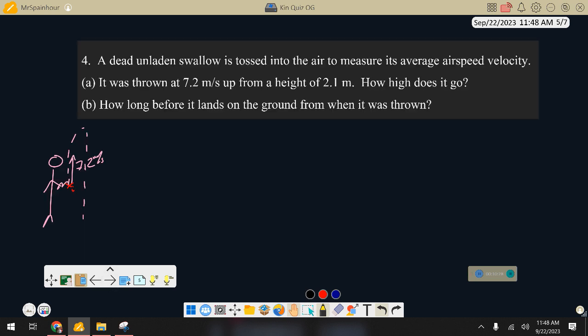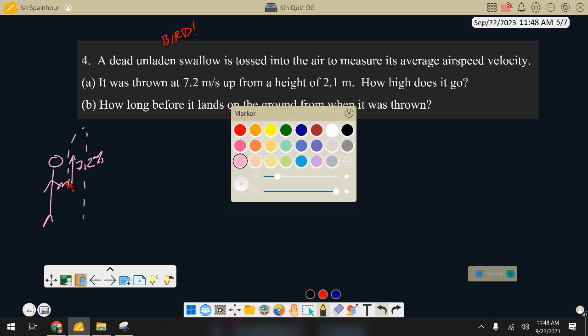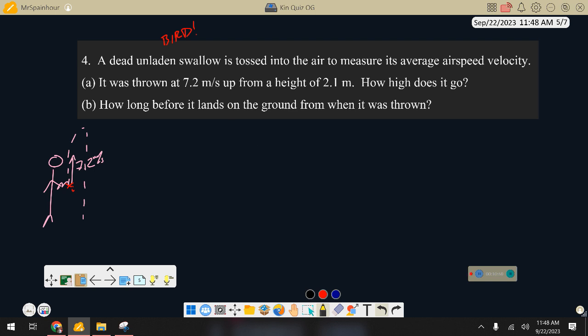4. All right, dead unladen swallow. For those of you uneducated, not seen Monty Python, it's a bird. It's a dead bird, people. All right. Is tossed up into the air and measured with an average airspeed, velocity, blah, blah, blah. It's a joke from Monty Python. Apparently, some of you don't get that. It's cool. It's whatever. I'm not going to worry about it. It doesn't bother me in the slightest.